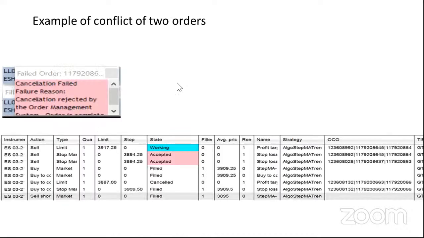And here's an example of a conflict of 2 orders where the FIFO rule had a conflict in which order should be closed first, because both had the same stop price, at 38.94.25, and at the same time. Since the system does not know which order to close first, it disabled the strategy and left the trades open.